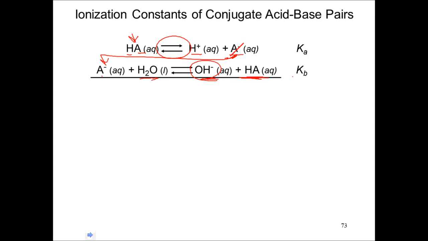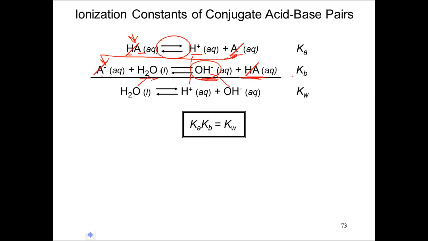When you add these two equations and cross out like species, what you will end up with then is water, bring down what you didn't cross out, plus hydrogen ions. Water will dissociate and give us hydrogen ions and hydroxide ions. And that, as we recall, is Kw. Therefore, a new equation we can use is Kw is equal to Ka times Kb.